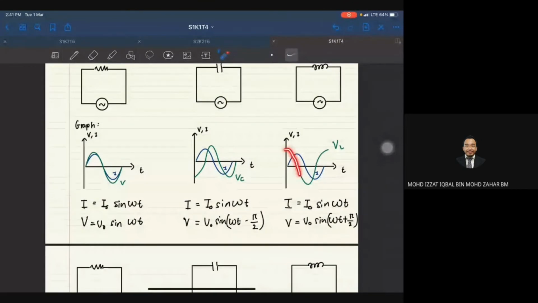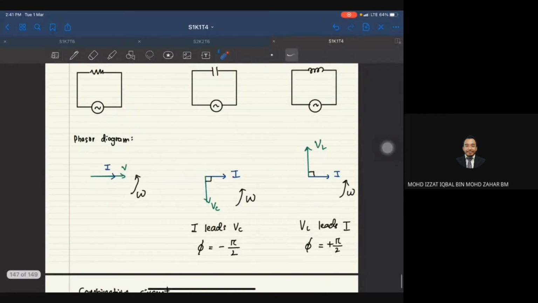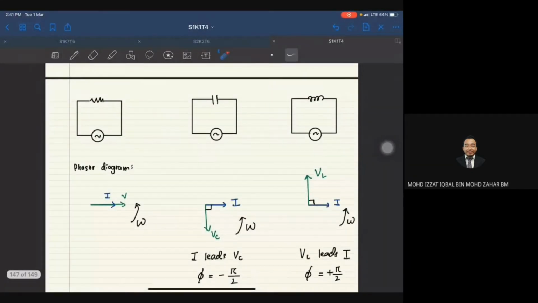So kalau yang ni, ni graph apa ni? Kalau U ni? Cos. It's a cos. Okay. Very good. So this one is a cos. So this one becomes V equals to V naught cos omega t. Exactly the same with this one, the identity, trigonometric identity, dua-dua sama. Okay, itu je kot saya nak cakap.